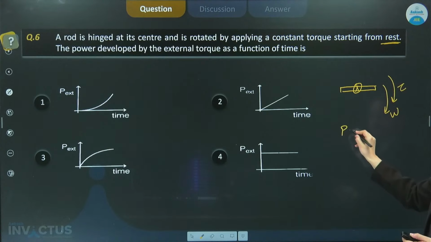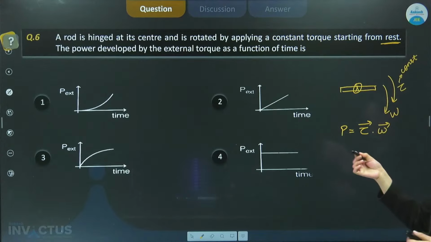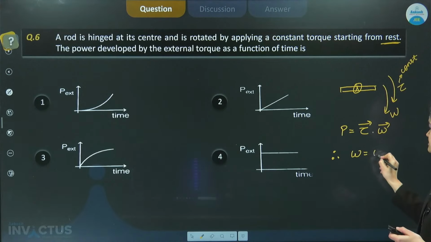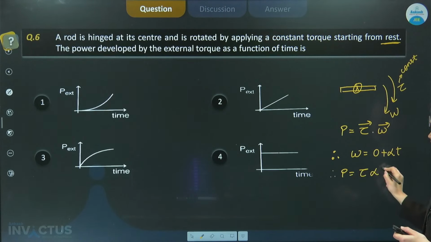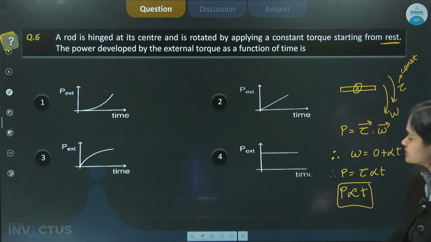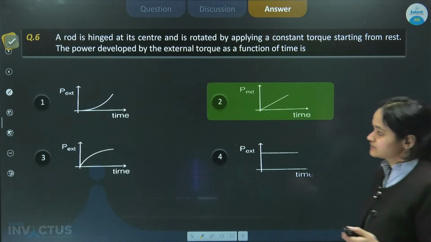So power, as we are all aware of it, is tau dot omega. Now since this torque is constant, that means angular acceleration will be constant. So therefore we can write omega as initial omega plus alpha times t. So therefore the power turns out to be tau into alpha t. So you can see P is directly proportional to time here. So P is directly proportional to time, it will be a straight line, all right, passing through origin. So this is the answer for the second part.